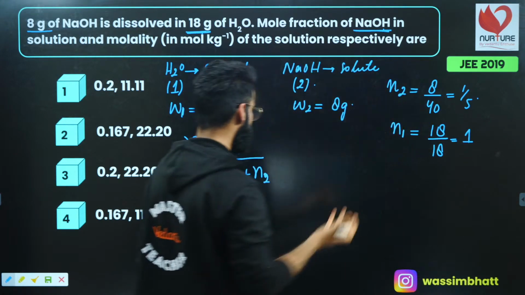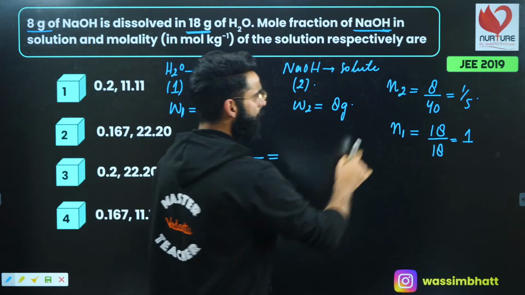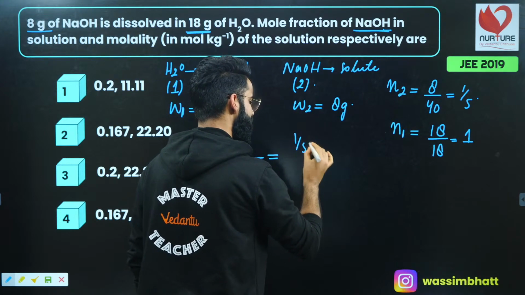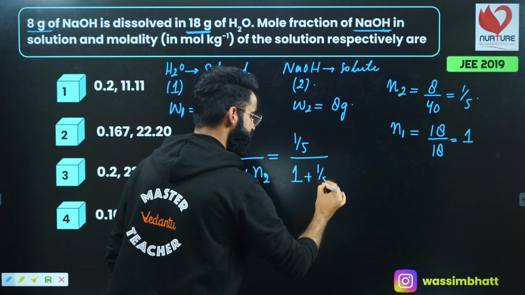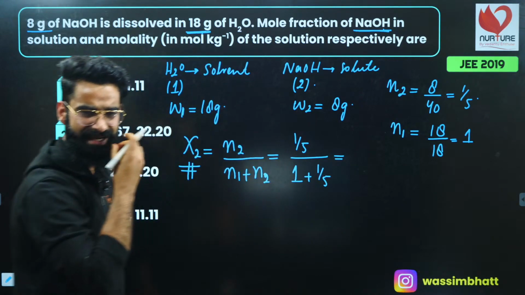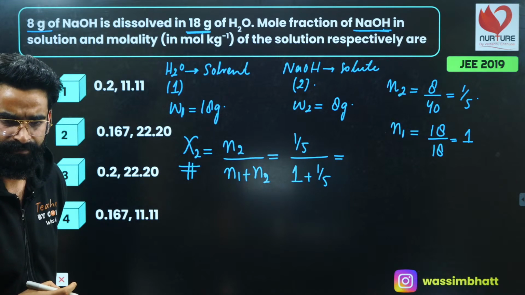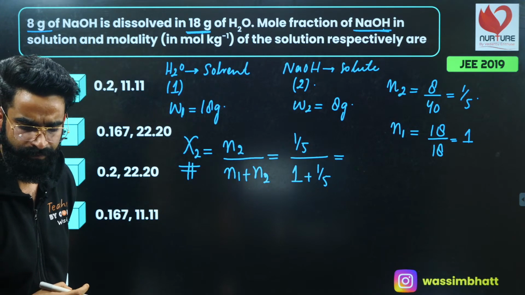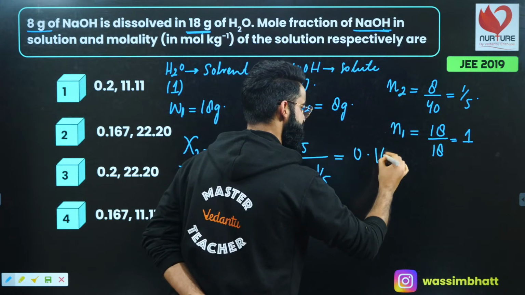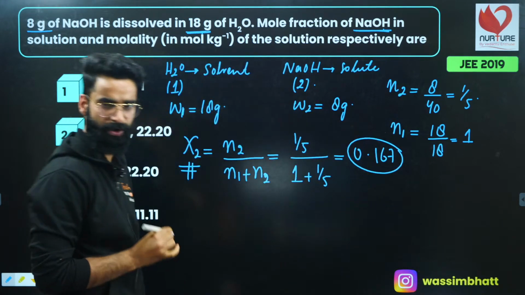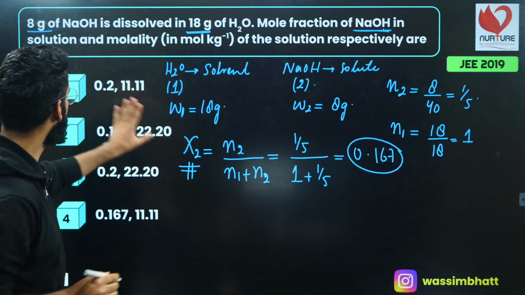Well, I got the value of N2, I got the value of N1. The question is done and dusted. You are getting the value of N2 as 1 by 5. N1 value you got simply as 1. So 1 plus 1 divided by 5. Can you solve it and let me know the answer exactly what is coming from here? I think it will be 0.167. Okay, so I believe it's going to be some 0.167. You get the mole fraction of solute right here as 0.167. Now I got the first part of the question done. Mole fraction of solute is done.